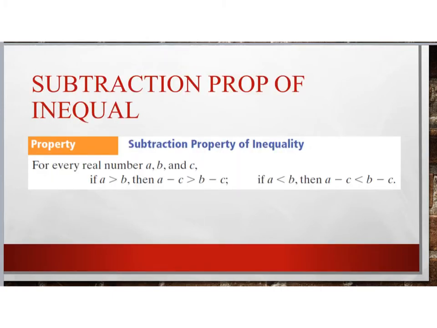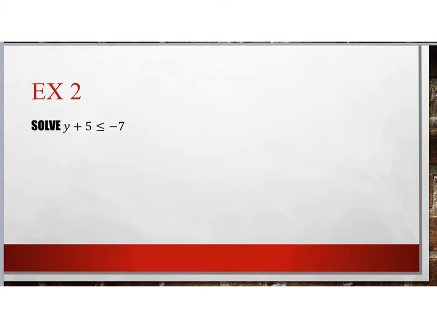Now we also have a subtraction property of inequality. This just says that if we're looking at real numbers a, b, and c, if a is greater than b, and I decide to subtract a number c from both sides, then a minus c will still be greater than b minus c. Likewise, if a is less than b, and I decide to subtract some number c from both sides, then a minus c will still be less than b minus c.